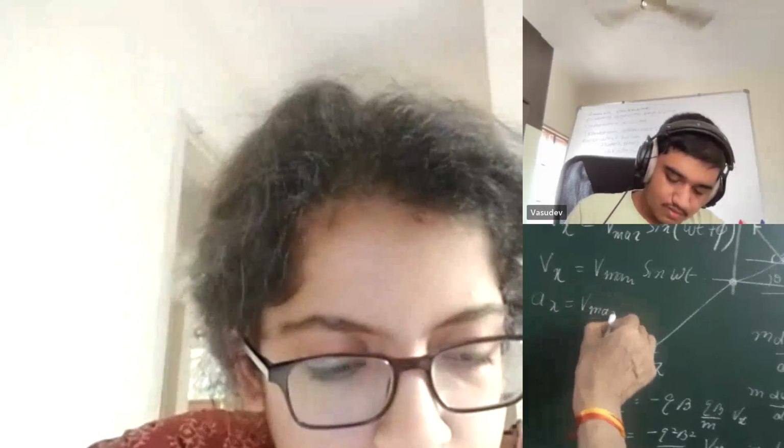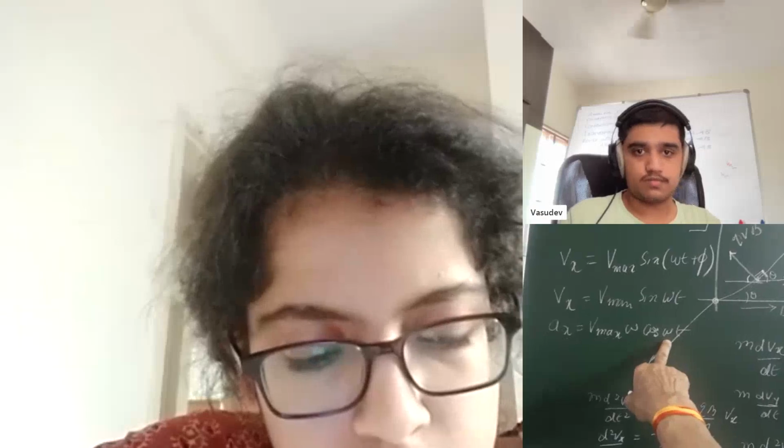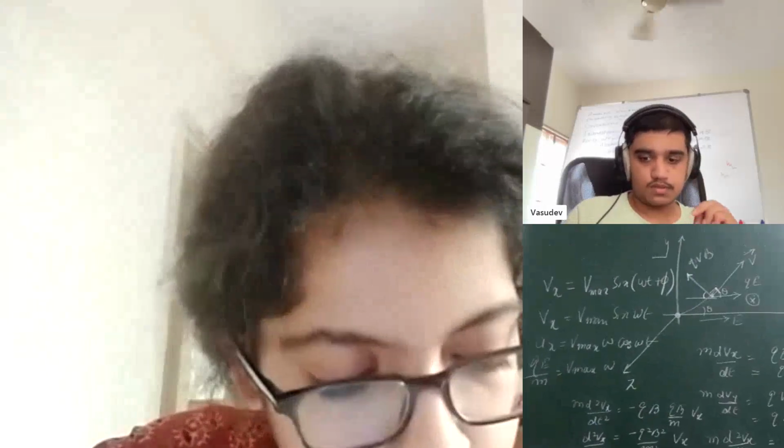You have Vx, you can get Ax from here, correct? Yes. Ax is Vmax into omega cos of the angle omega t, right here. And initial Ax means t equal to 0, right? And at t equal to 0, what is Ax? Just now we got it, QE by M. So QE by M is equal to Vmax into omega. This gets you Vmax.